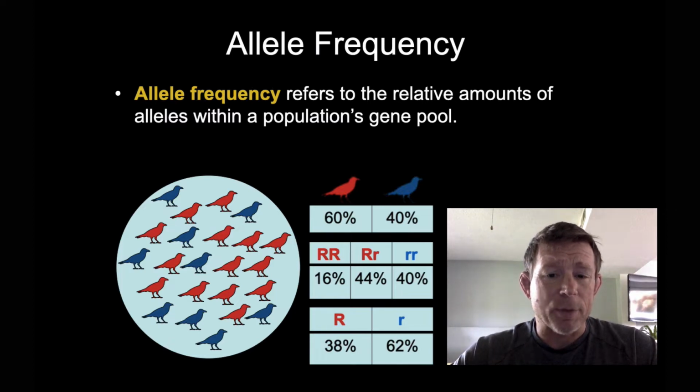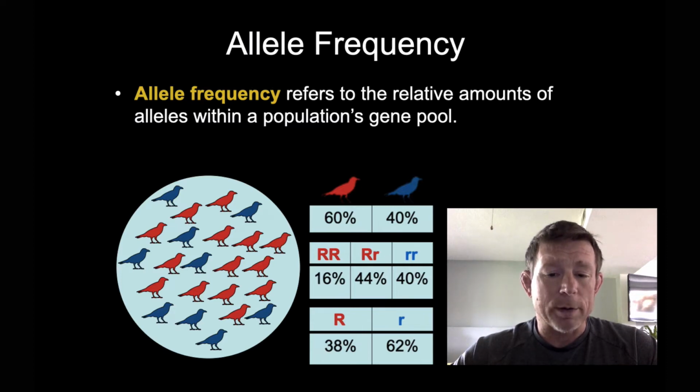But we know that some of the red birds are going to carry the recessive allele. They're going to be heterozygous. So when we look at their genotypes, about 16% of the birds are homozygous dominant. About 44% of the birds are heterozygous, carrying one dominant and one recessive allele. And about 40% of the birds are homozygous recessive, which matches our blue-colored bird, because the only way to be blue is to be homozygous recessive. So those two numbers should match up.